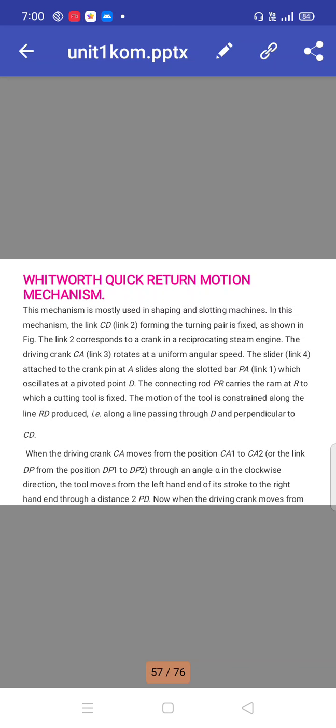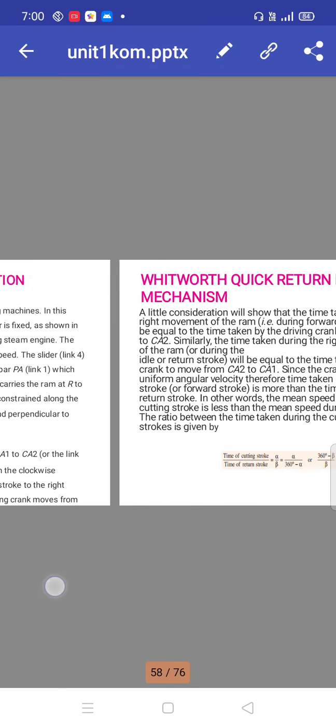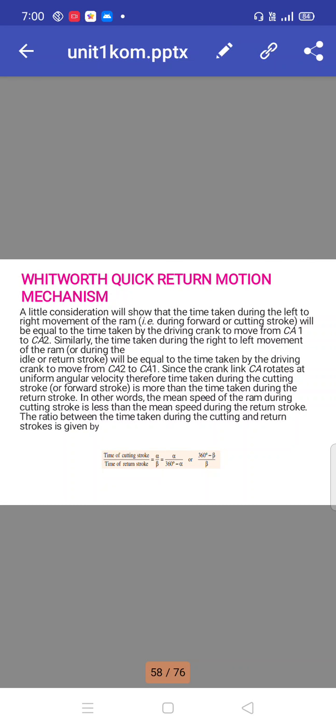When the driving crank CA moves from the position CA1 to CA2, or the link DP from the position DP1 to DP2 through an angle alpha in the clockwise direction, the ram moves from the left end of its stroke to the right-hand end through the distance 2 PD. This is the Whitworth quick return mechanism.